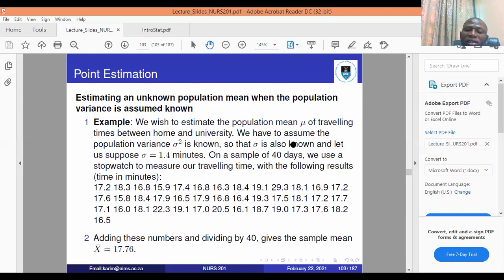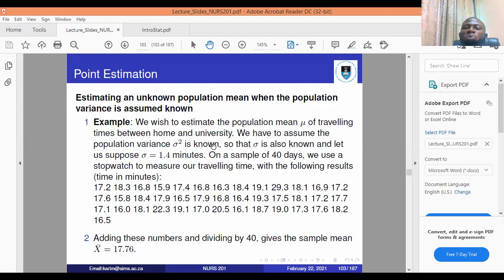Now let's take this data set. We are going to learn how to differentiate between point estimate and interval estimation. So let's consider a study where we want to estimate how long it takes us to walk to the university. And you are saying that the population standard deviation is 1.4. You know the population standard deviation.